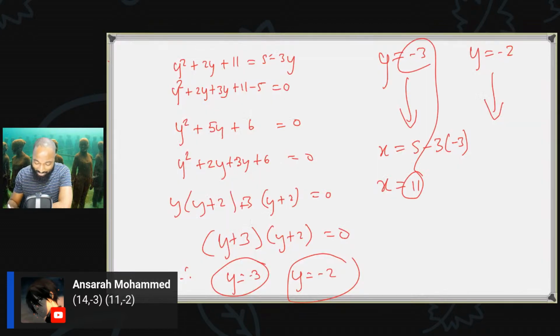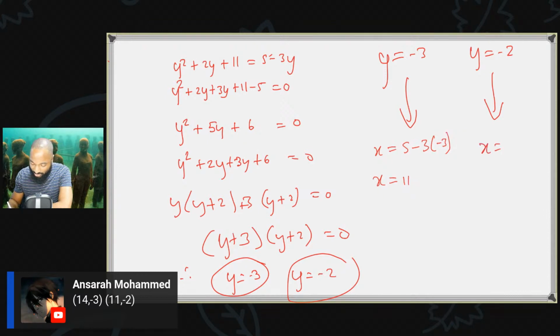So 11 and negative 3, and then x is equal to 5 minus 3 by negative 2. So x is equal to what? 11. This is 14 and this is 11. Yeah. So 14, 11. Yeah, 14 and because this is negative, this is 6. Wait. This is 9. And 9 and 5 is 14 right here. So 14 and negative 3, and 11 and negative 2.